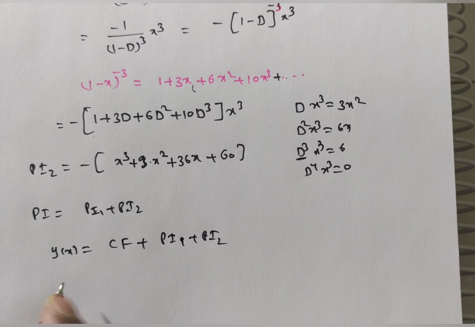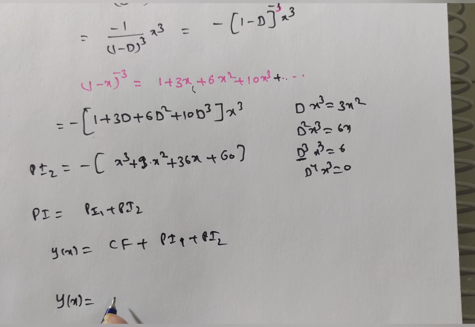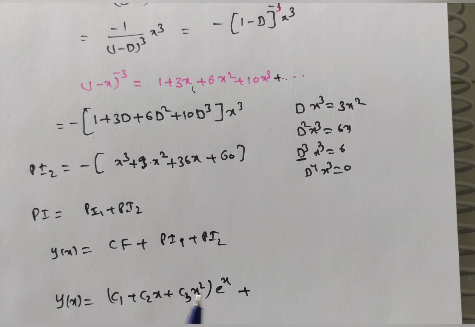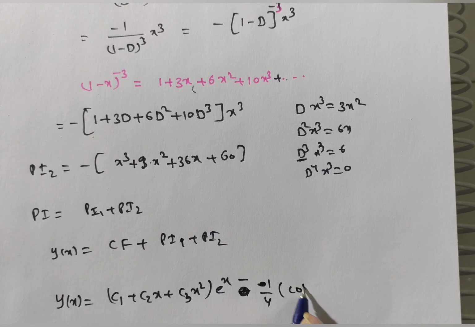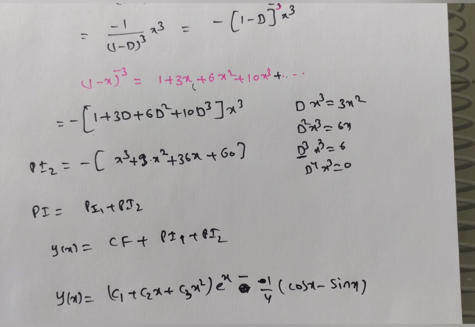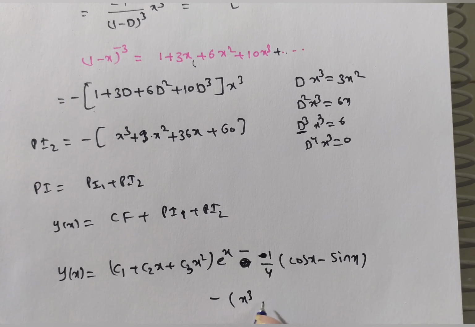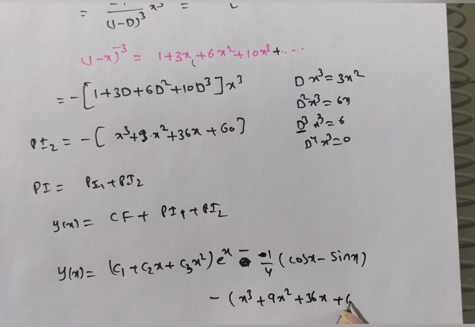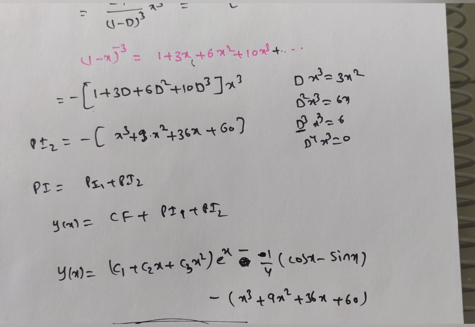Now the general solution is y of x is equal to, we have previously 1, 1, 1 as the roots. So (c1 plus c2x plus c3x square) into e to the power of 1 into x, plus particular integral 1 is minus 1 by 4 times of, this is a plus I have written. So this is minus 1 by 4 times of cos x minus sin x. Next PI2 is here: minus of (x cube plus 9x square plus 36x plus 60). Okay, this is the final solution.